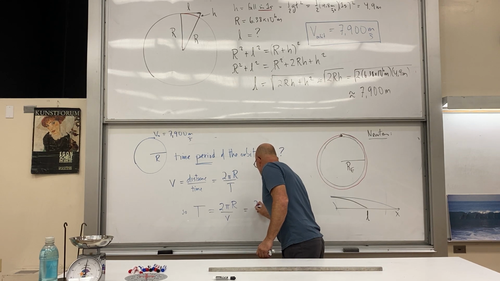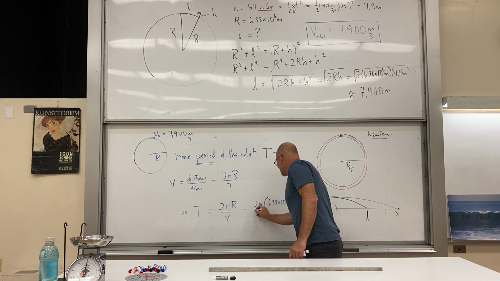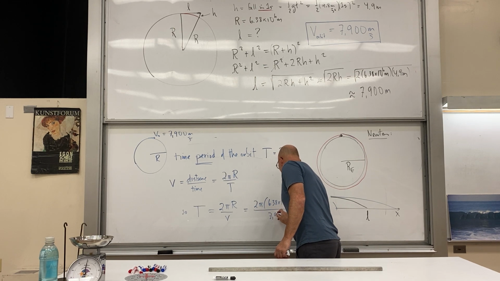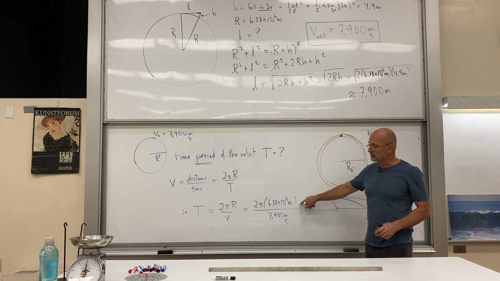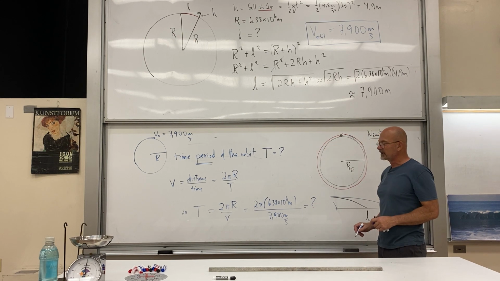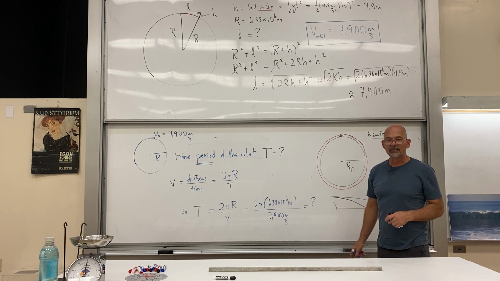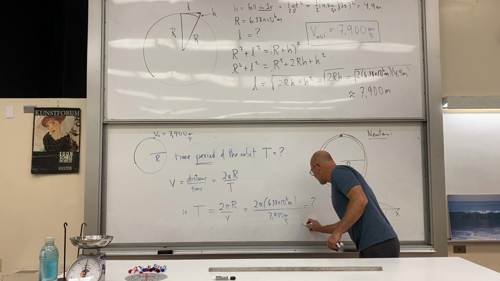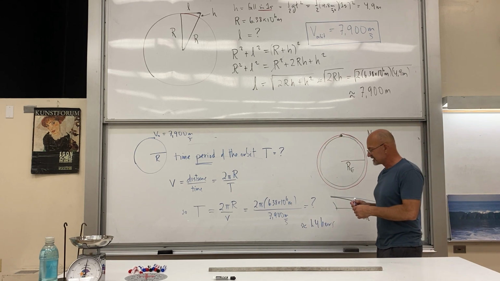You would plug in 2 pi times 6.38 times 10 to the 6 meters divided by 7,900 meters per second. The meters are going to cancel and the seconds are going to come up to the numerator. Your answer is going to be in seconds, somewhere around 5,000. Look that up and convert it to hours and minutes. I'm just going to write approximately 1.4 hours if memory serves. But this is homework for you guys.